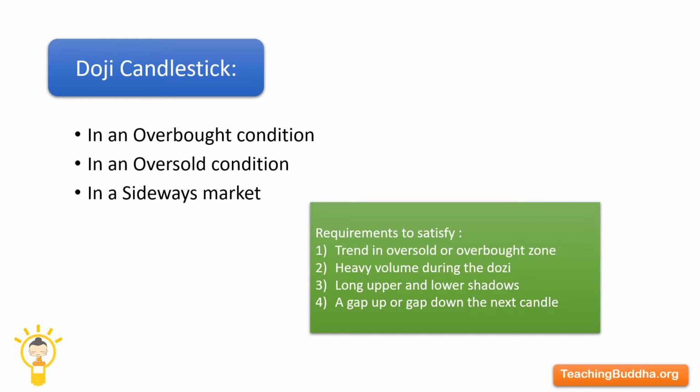If the trend is going downwards, the trend should be in oversold zone. If the trend is going upwards, the trend should be in overbought zone. If you see a high volume trade during the formation of doji, that means there are a lot of buyers and sellers during the formation of doji. If you see longer upper or lower shadows, then as I already told you, there is a high possibility of trend reversal.